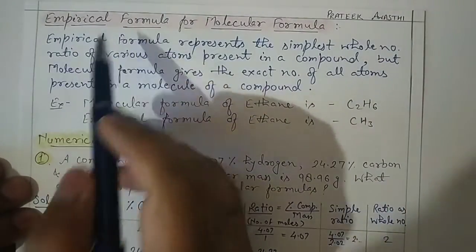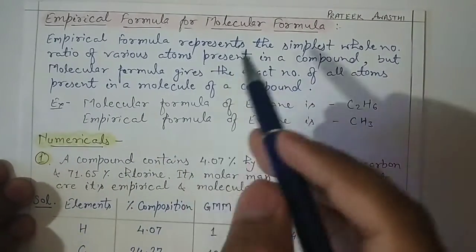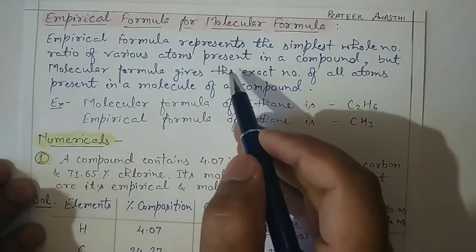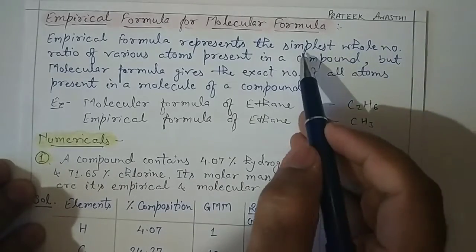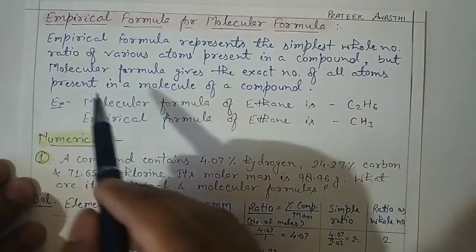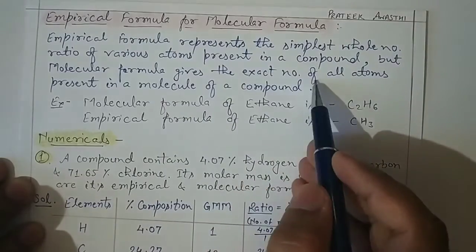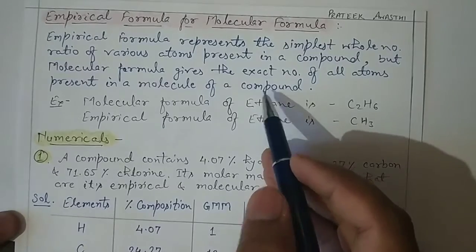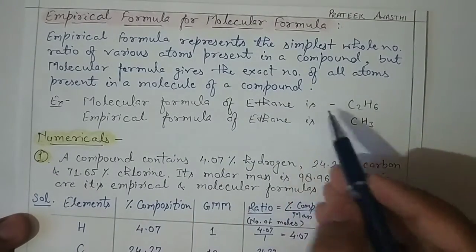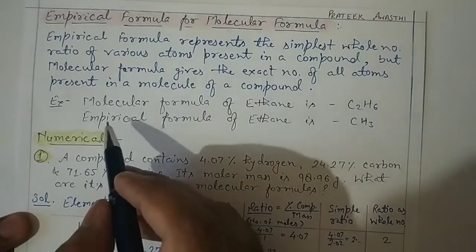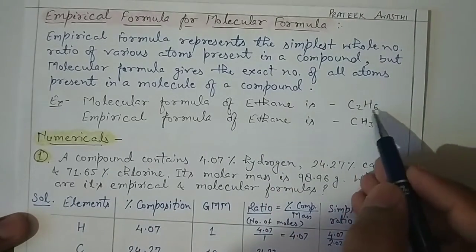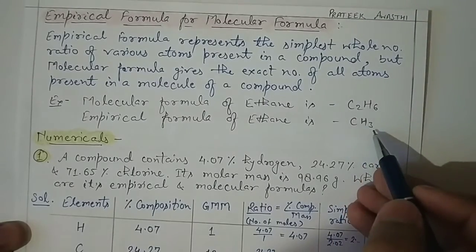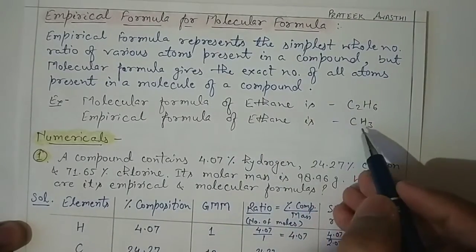So what is the empirical formula first? The empirical formula represents the simplest whole number ratio of various atoms present in a compound. It is the simplest whole number ratio, whereas the molecular formula gives the exact number of all atoms present in a molecule of the compound. Let's take an example. If we have the molecular formula of ethane, that is C2H6, then the empirical formula would be the simplest ratio. 2 and 6 have a common factor of 2, so 2 ones are 2, 2 threes are 6, so the empirical formula becomes CH3.